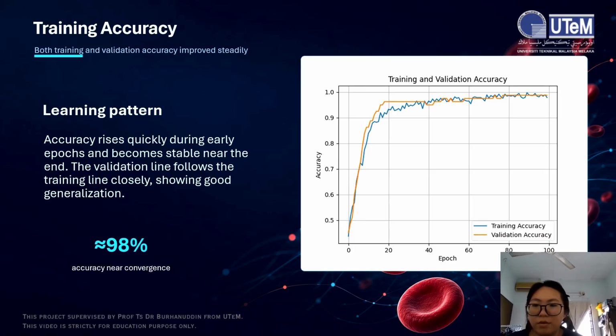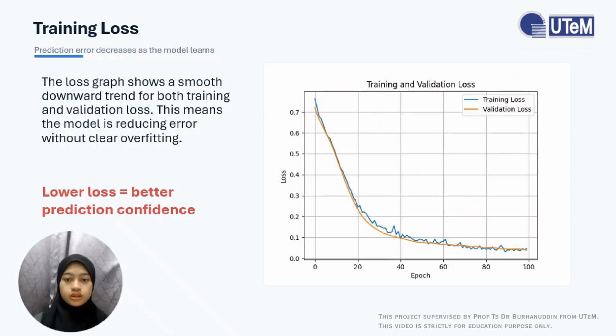Instead, it is able to generalize well when evaluated on unseen validation data. Therefore, the accuracy graph demonstrates that our NNN model learns effectively and achieves a very high level of classification performance. Thank you, Kylie. Okay, right now I will tell about the slide 7 training loss.